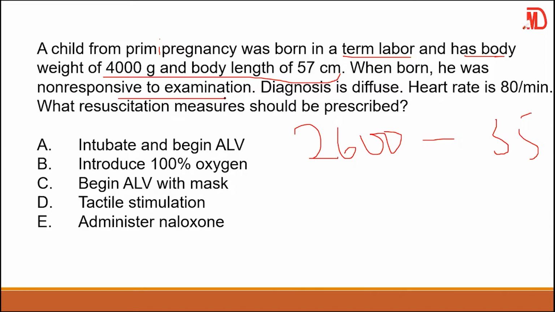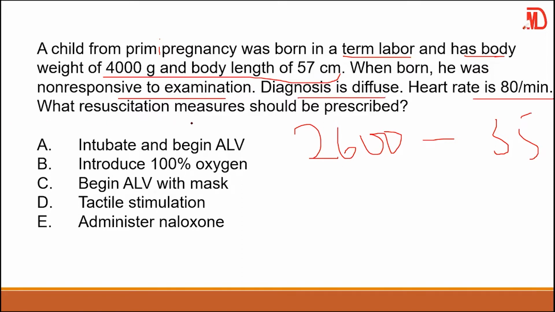Now, when born, he was non-responsive to examination. And you can tell that one of the complications of giving birth to a macrosomic, or big, baby is asphyxia, isn't it? Asphyxia means difficulty breathing. Again, another complication is shoulder dystocia. And shoulder dystocia can also lead to paralysis of the arm, either upper or lower, like in Erb's palsy. That's just by the way. Now, the heart rate is 80.